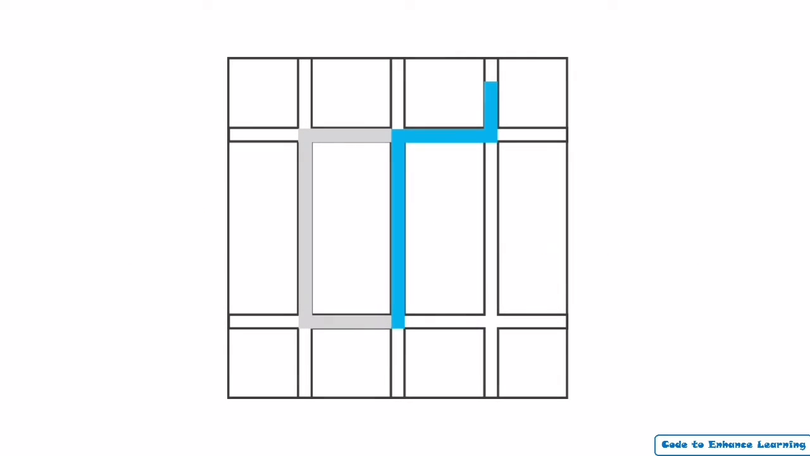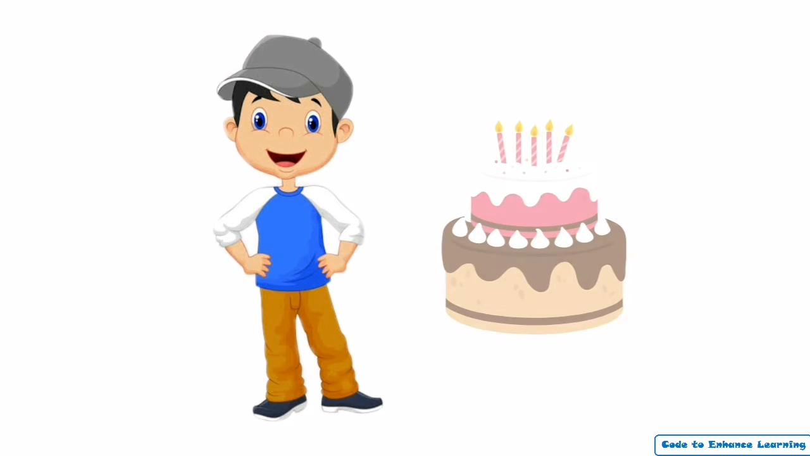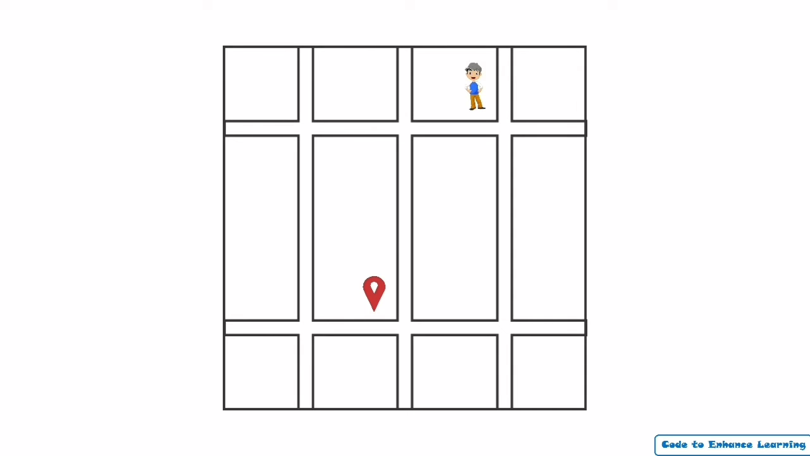In this lesson, we will look at an interesting way to find the shortest path from one location to another. Imagine your friend has invited you to his birthday party. You know where he stays, but you don't know how to get there. So you ask for directions. They tell you to go straight, take a right at the crossroad, and take the first left from there.